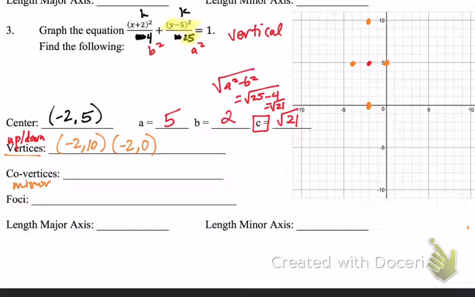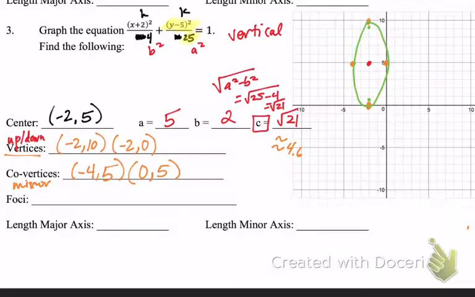And my co-vertices would be at -4, 5 and at 0, 5. Then the square root of 21 is about 4.6. So I'm going to add 4.6, goes about here, subtract 4.6. Connect my dots. And I'm just changing my y values.